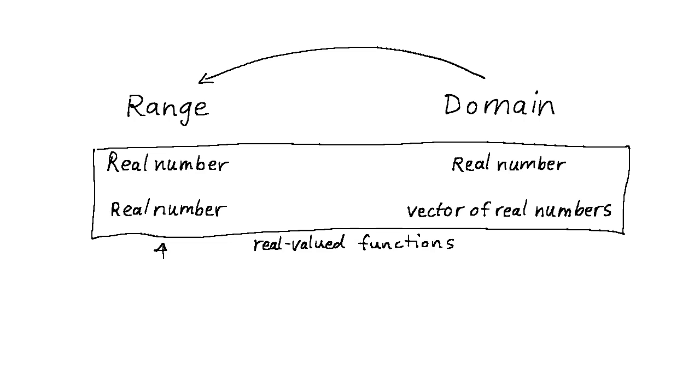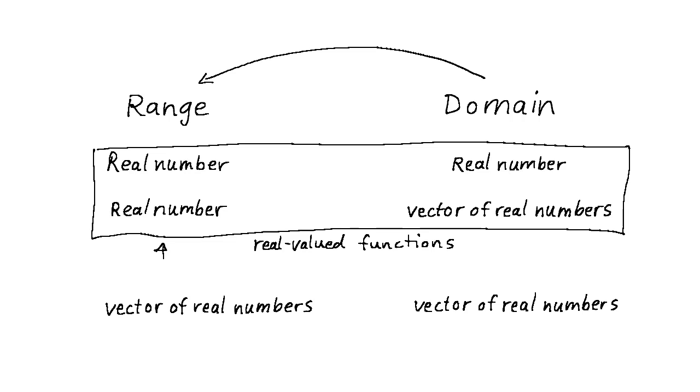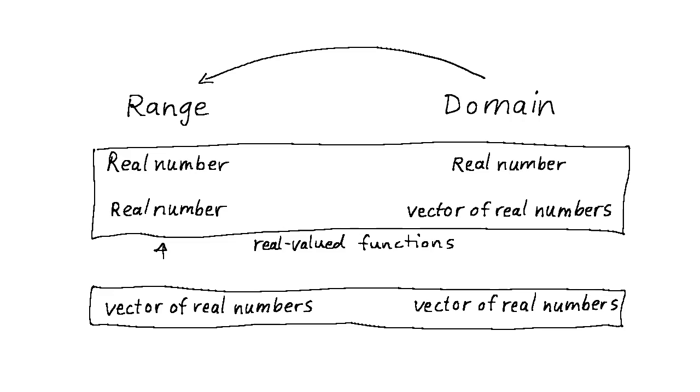We'll also be interested in the case where a function takes a vector in its domain and maps it to another, possibly different vector in its range. This kind of function is called a vector-valued function, again in recognition of the kind of object found in its range.